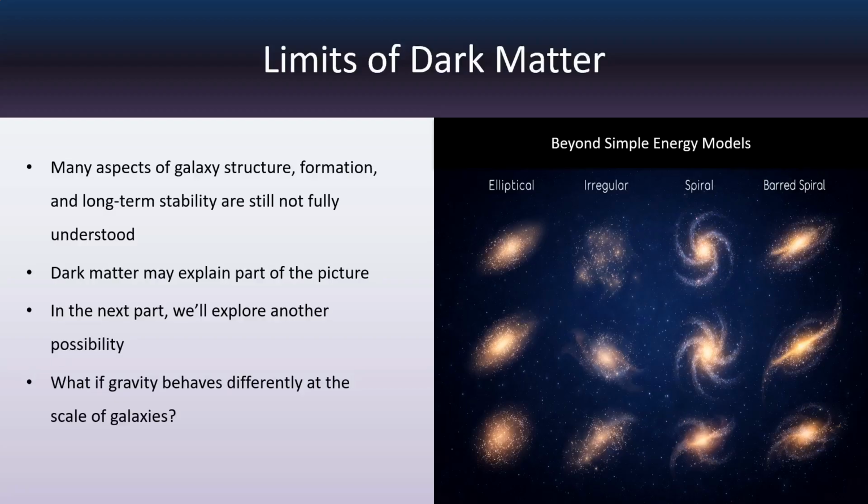Limits of dark matter. Dark matter can explain key observations, like galaxy rotation and gravitational lensing. But many aspects of galaxy structure, formation, and long-term stability are still not fully understood. So, while dark matter may explain part of the picture, it may not explain all of the energy patterns we see. In the next part, we'll explore another possibility. What if gravity itself behaves differently at the scale of galaxies?